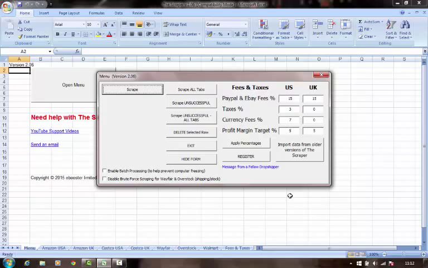I want to have a short video here on your fees and taxes section of the menu box, as well as the apply percentages button right here. This is really important for configuring your PayPal, eBay fees, your taxes, your currency fees, and your profit margin for US and UK vendors. Our US vendors are Amazon.com, Costco.com, Wayfair.com, Overstock.com, and Walmart.com. Our UK vendors are Amazon.co.uk and Costco.co.uk.